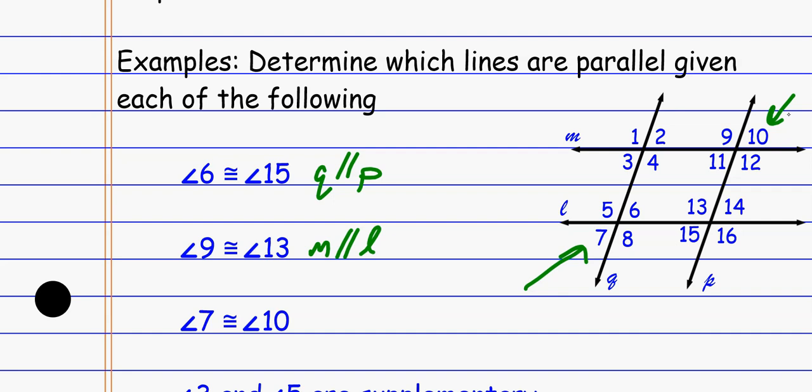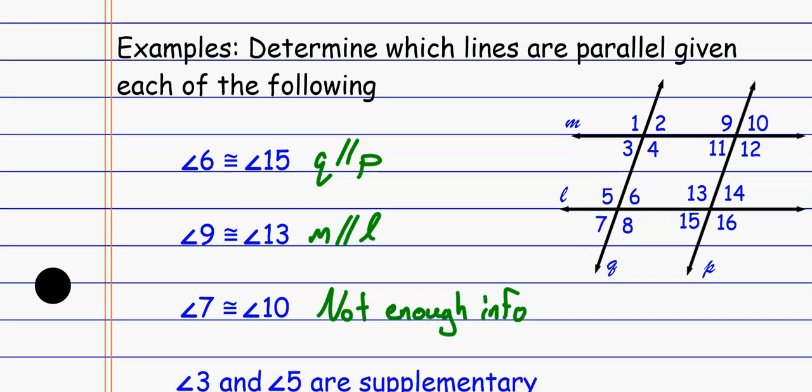If I said the transversal is Q, well, Q doesn't create angle 10. Oh, maybe the transversal is P. Well, P doesn't create angle 7. I don't have this situation where two lines are cut by a transversal to form those two groups. So I can't say anything here. There's not enough information for me to make a determination about any parallel lines. So I'm going to just say not enough info. Maybe there are some parallel lines there, but I can't say for sure because those angles are not part of the situation that we discussed.